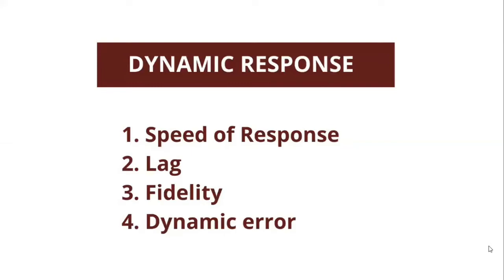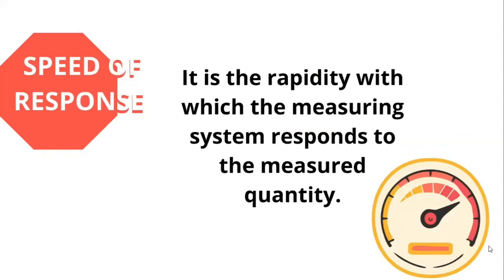Then there are different dynamic characteristics. Here what we are going to see is dynamic response. Under that we have speed of response, lag, fidelity, and dynamic error, right? All this we have seen in our previous session itself. However, speed of response is the rapidity with which the measuring system responds to the measured quantity, right?